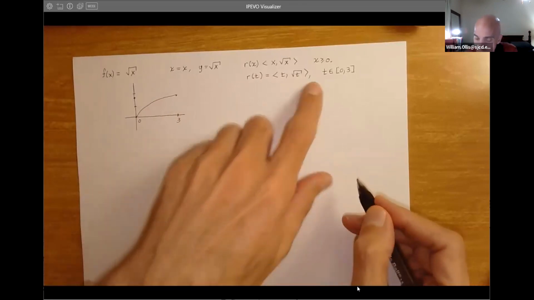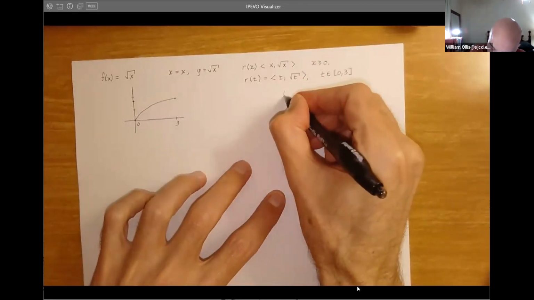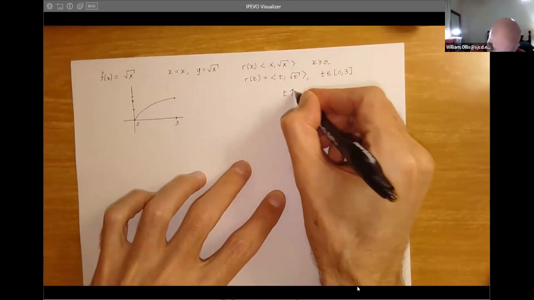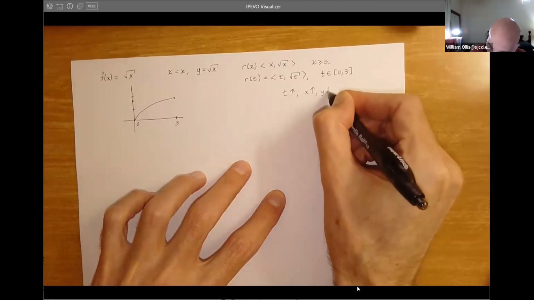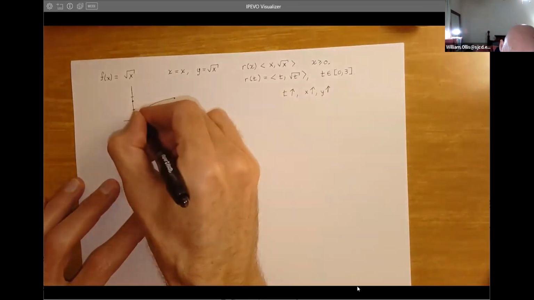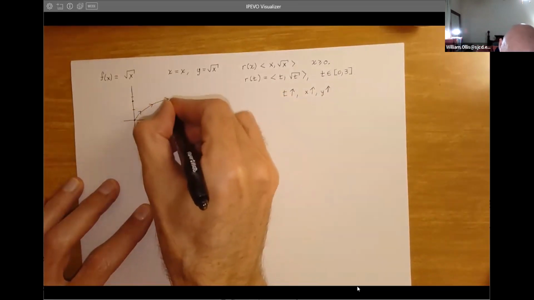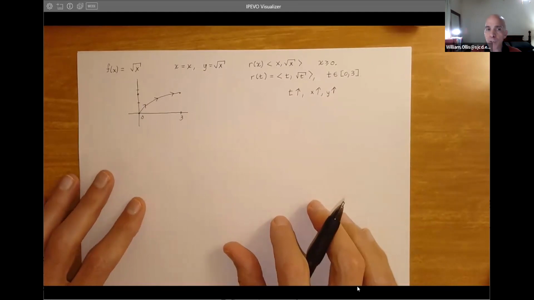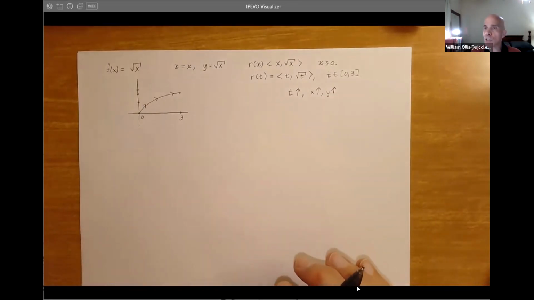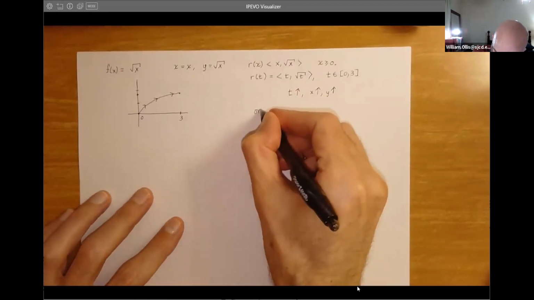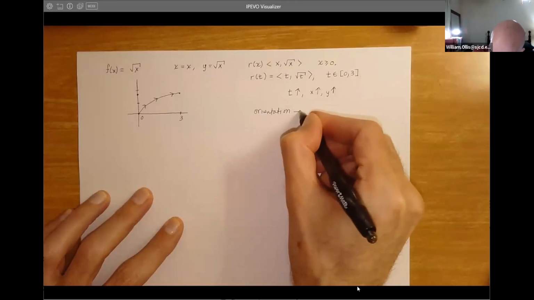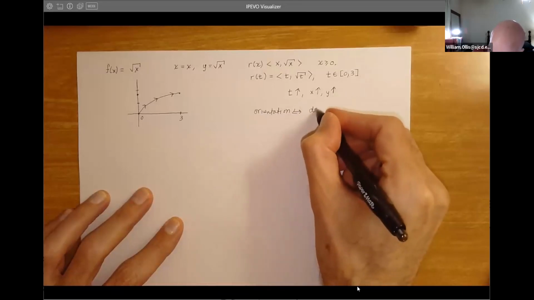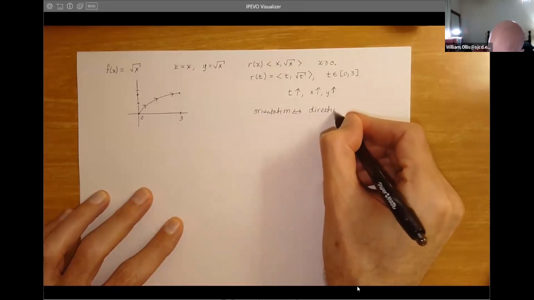And as t increases, so does x and y. They both increase. And so you get an orientation. With the parameterization, you get an orientation of the curve. It's like, what's the direction of traversal? So we'll say orientation corresponds to direction of traversal.